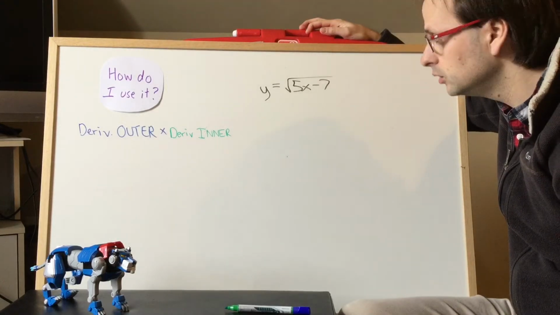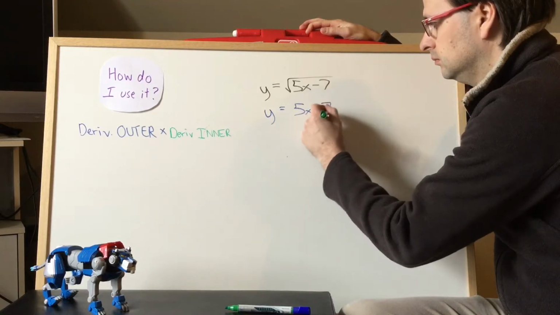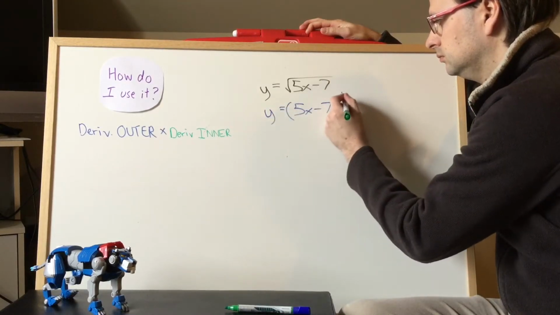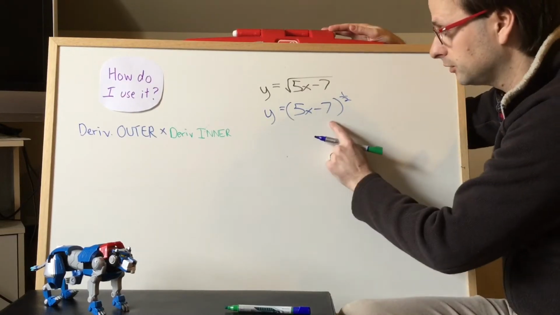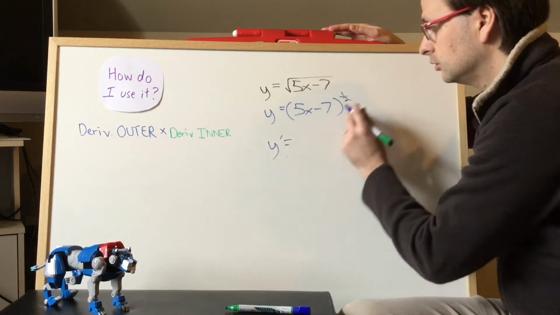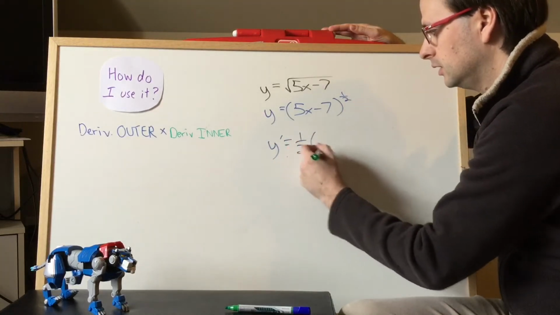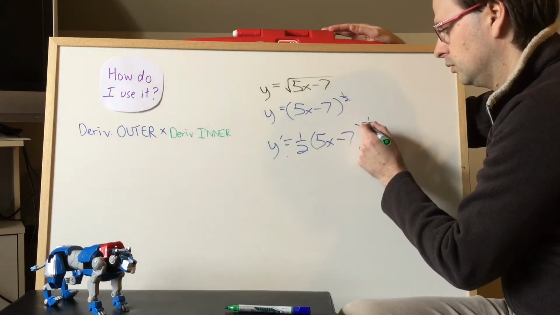Here's one with a square root. Let's rewrite it in exponential form. What's that? Yeah, you're right. The inner part is 5x minus 7. The outer part is power of a half. So let's deal with that power of a half. Nothing changes on the inside. Power goes down by 1.